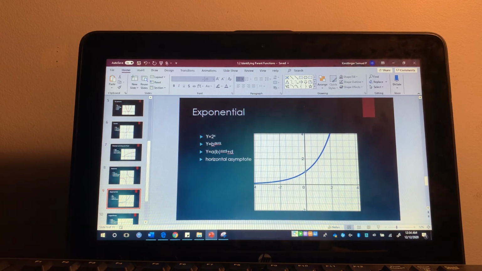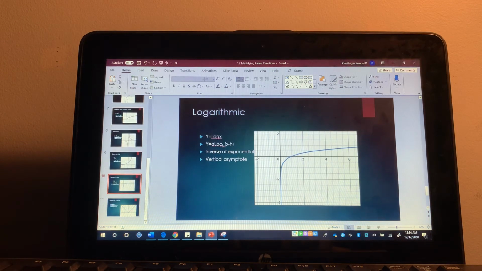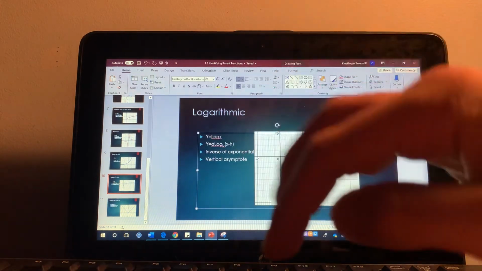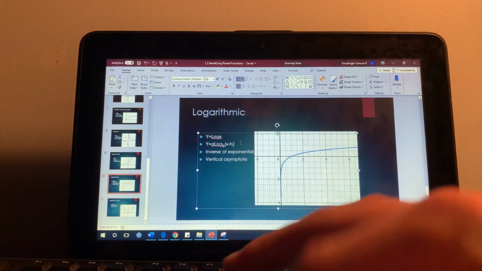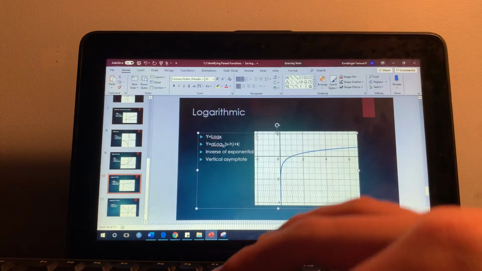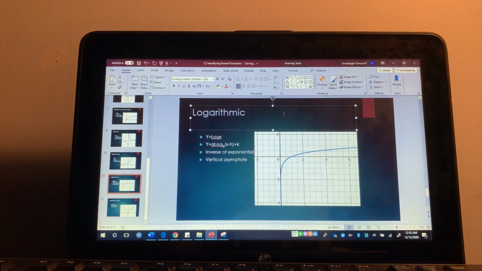Now, the inverse of that is our next one, logarithmic functions. This is the inverse, which we'll talk about later, of exponential functions. We have y equals the log of x. Log is logarithm, or the more complex version, y equals a log of b, quantity x minus h, plus k, because the k would affect the y values in the end. And this will have a vertical asymptote.